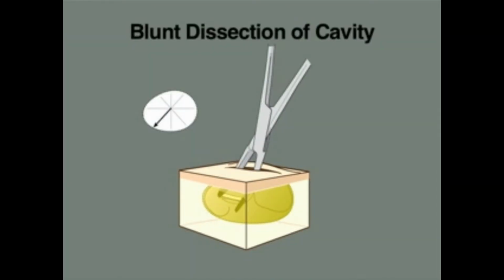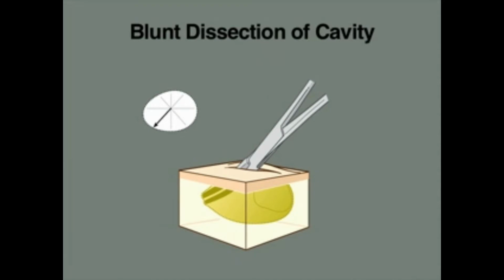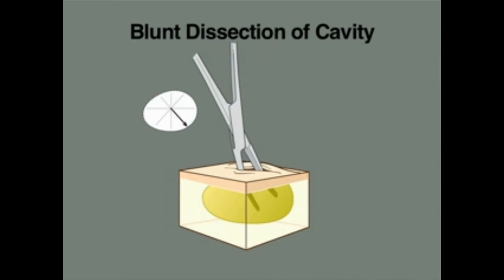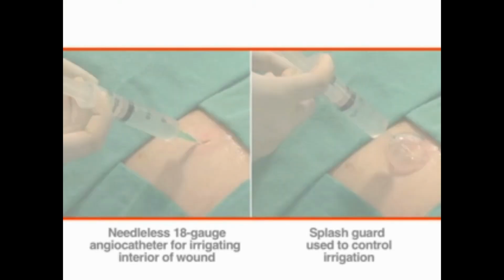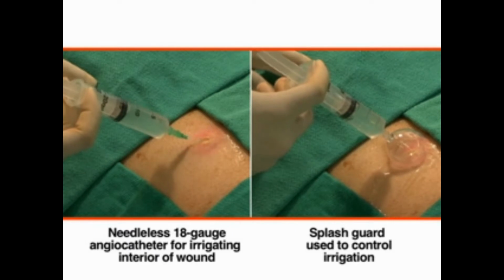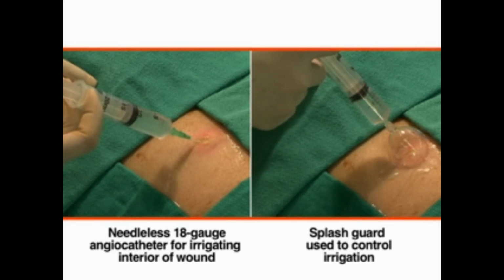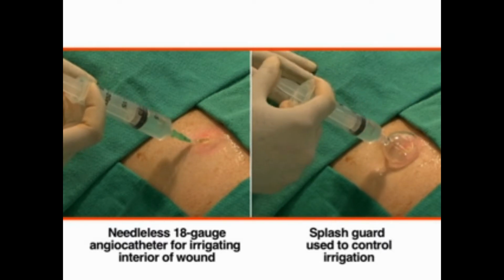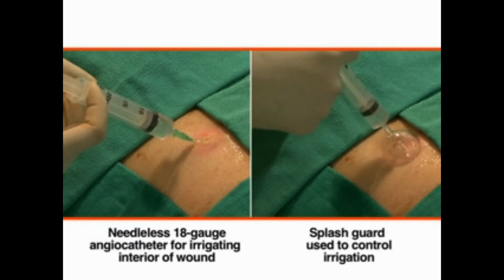Continue this procedure of breaking up loculations in a circular motion until the entire abscess cavity has been explored and any deep tracts that extend into surrounding tissues have been identified. Gentle irrigation of the wound should be performed using sterile normal saline. Appropriate wound incision size will enhance irrigation and prevent excess buildup of pressure within the abscess cavity. The irrigation should continue until the effluent is clear.